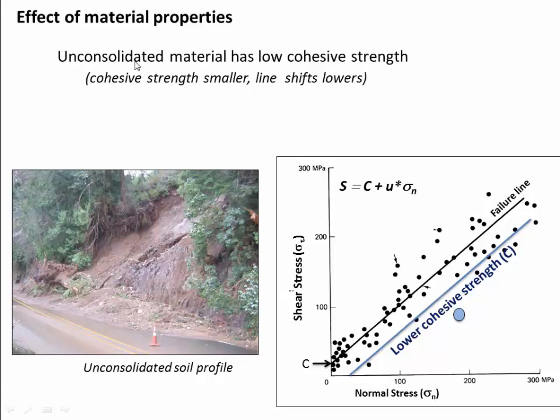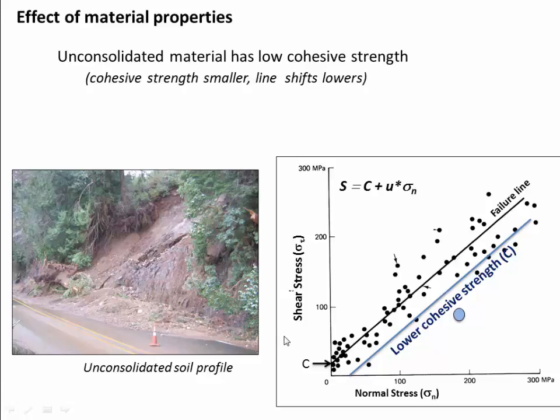So another effect is the effect of material properties, right? And this is really important. Different materials have different properties that affect their likelihood of failure. In particular, unconsolidated material has a low cohesive strength. So imagine a really old weathered soil. This has no cohesive strength relative to bedrock.